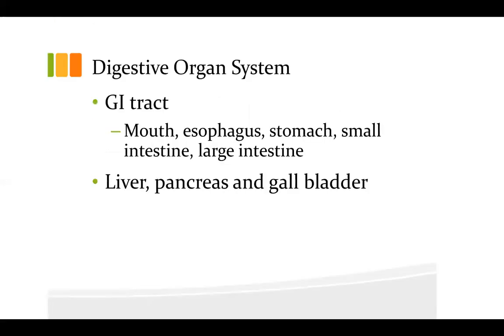Okay, so let's begin. Digestive organ system. GI tract, like I said, that means gastrointestinal tract. The organs included in the GI tract are the mouth, esophagus, stomach, small intestine, and large intestine. Accessory organs to this are the liver, pancreas, and gallbladder. And together, this system performs the mechanical and chemical processes of digestion, absorption, and elimination. So we're going to track how food moves through the GI tract.